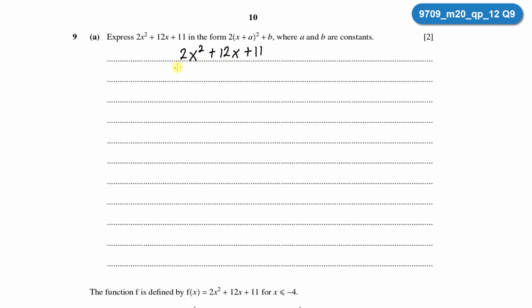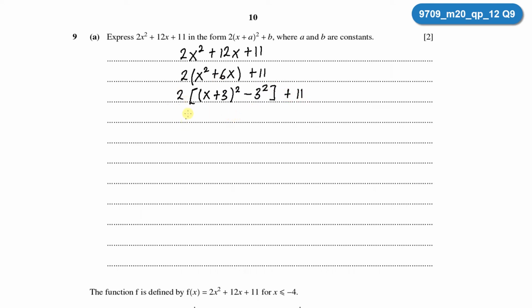So this is what I'm going to do. I'll factor out 2, so that will be x squared plus 6x here. The 11 is here. Then I will open the bracket. Then x plus half of the coefficient of x. So half of 6 is 3. Then squared. Then I subtract the 3 squared. So I've completed the square on this part, and that's plus 11.